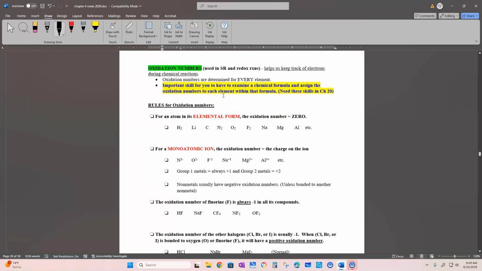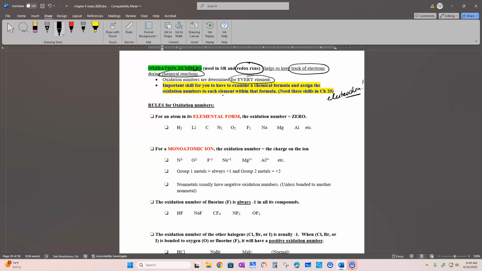Oxidation numbers. Well, in order for me to teach you the very last one, which is called redox, I've got to teach you what the heck oxidation numbers are. Oxidation number is like a tracking of electrons. It's a system that we use to figure out what the electrons are doing in a chemical reaction. We have to figure out the oxidation numbers for every element. So this is a very important skill that you learn now and master now, because you're going to need it in chapter 20 big time when we get to something called electrochemistry.